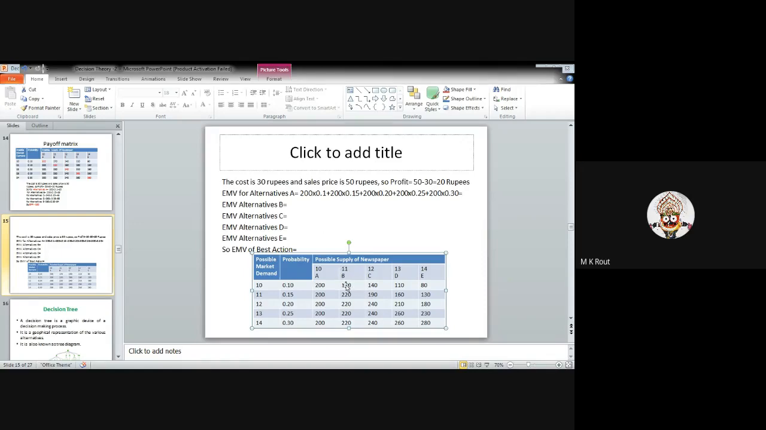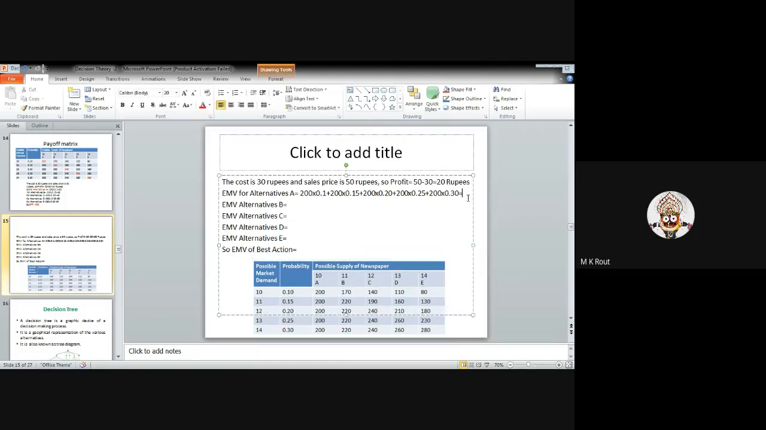Similarly, in case of B, you have to calculate the expected monetary value. What is the answer for the expected monetary value of alternative A?